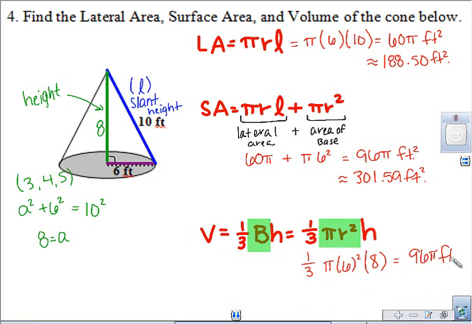Feet cubed for volume. Now if I actually multiply that out, 96 times pi, same as what we did up here a second ago. And again, you will occasionally get the same surface area and volume, but that does not mean it will happen every time. You still need to work it out to check. Alright, so there are those 3 final answers.